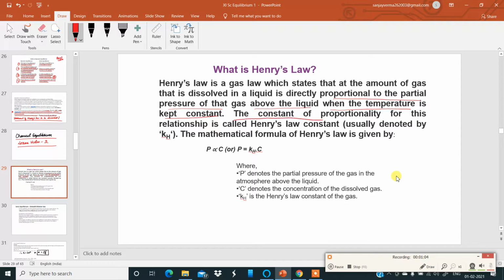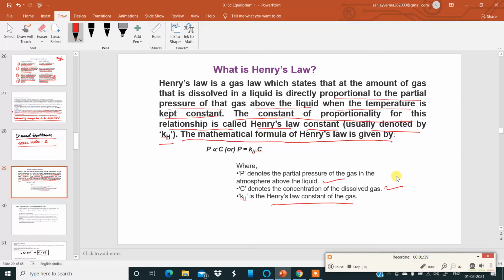The constant of proportionality for this relationship is called Henry's law constant, usually denoted by KH. Now, I want all of you to remember this relationship. The mathematical formula of Henry's law is given below: P proportional to C, or P is equal to KH C, where capital P denotes the partial pressure of the gas in the atmosphere above the liquid, capital C denotes the concentration of the dissolved gas, and KH is a constant known as the Henry's constant for the gas.